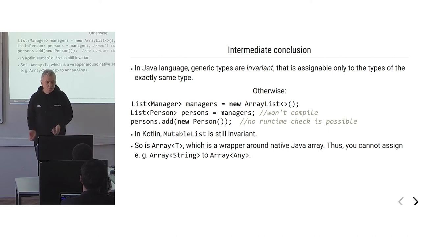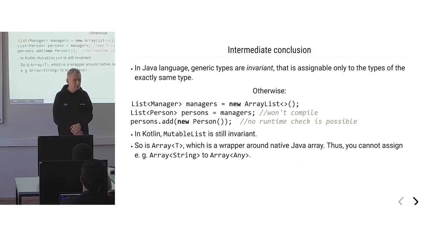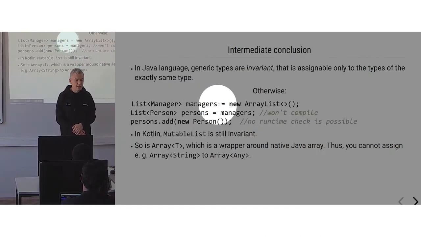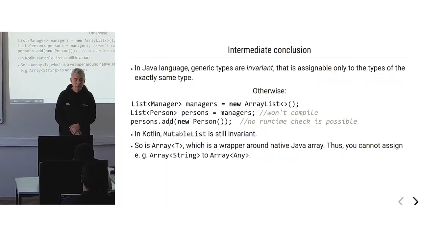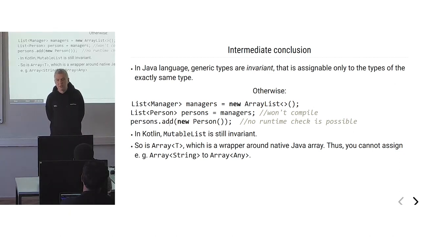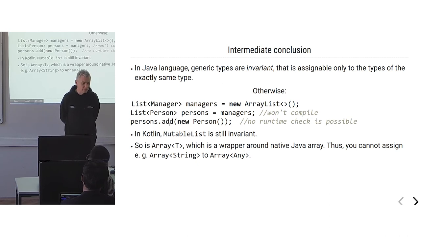If it was not so, we would have such a strange thing. The same example, like an array list of managers, then a list of persons, where we're adding a new person here, and no runtime check is possible. Why? Because unlike arrays, which are reified, generics in Java and Kotlin are type erased. They don't remember their type parameters at runtime, unfortunately. I will show you why it's so.